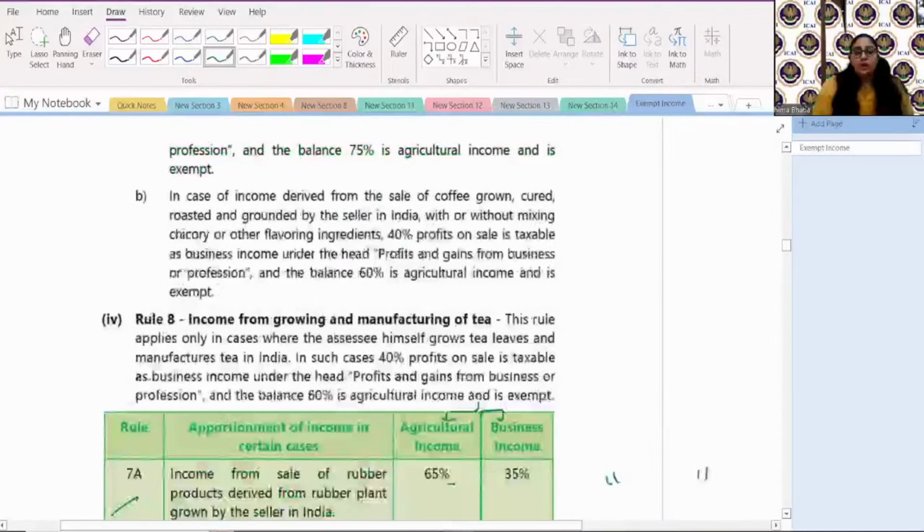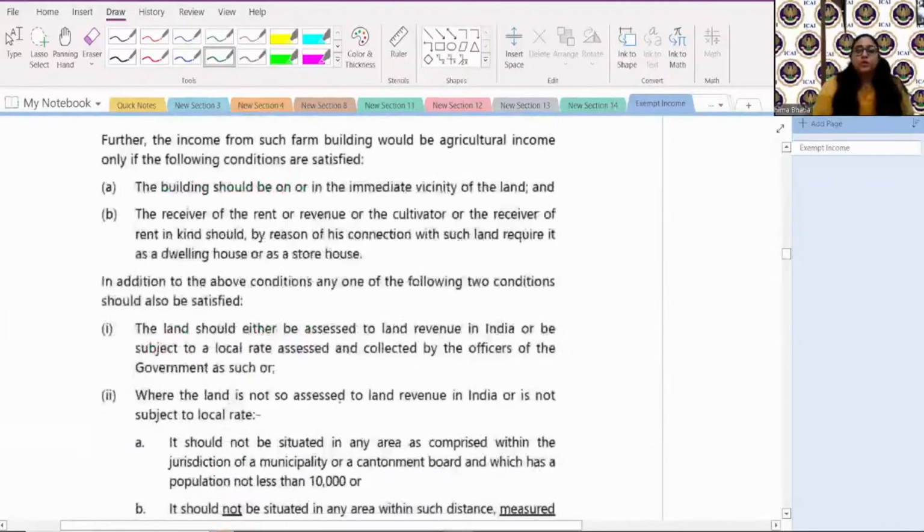Okay, but now back to farm building again. Now you will ask, ma'am, what actually is a farm building? So farm building income would be an agricultural income when, first of all, the building is in the immediate vicinity of the land. Immediate vicinity of the land means it's immediately in the area of that land only. And the reason here is in connection with the agriculture operations, such building can be used for dwelling house or as a storehouse.